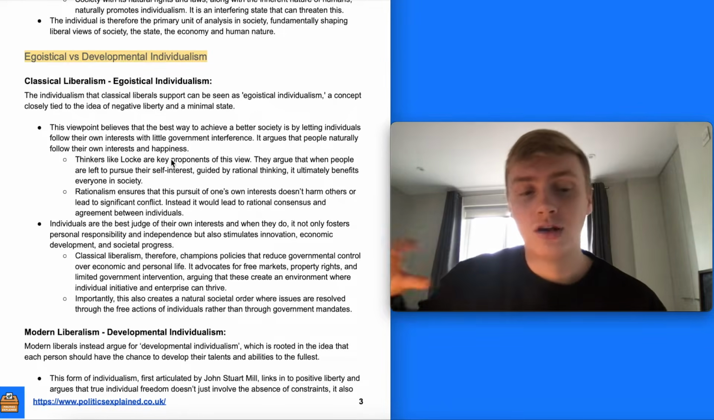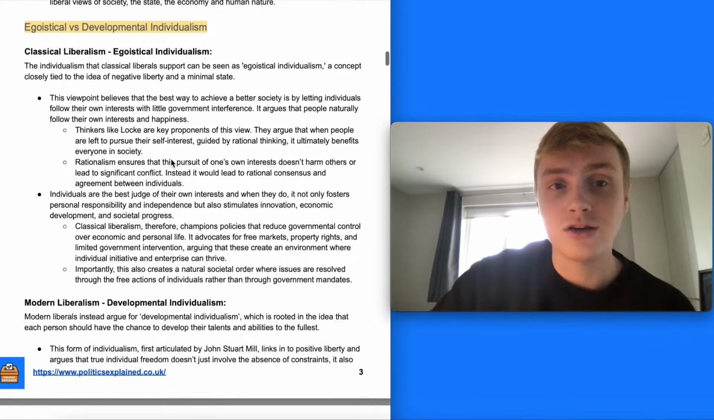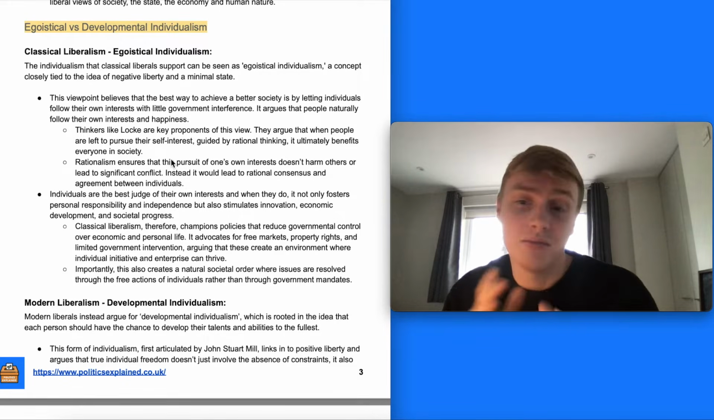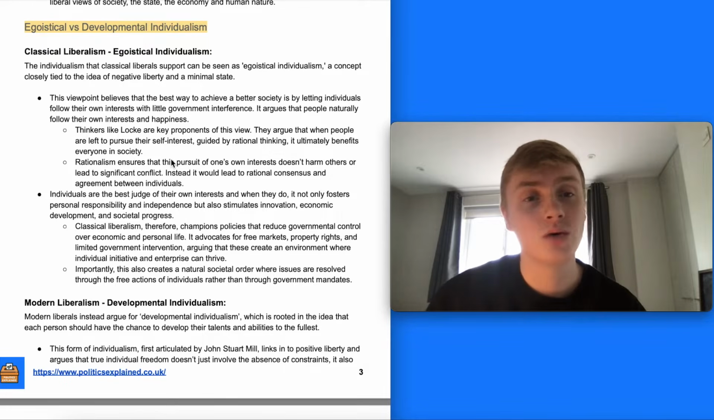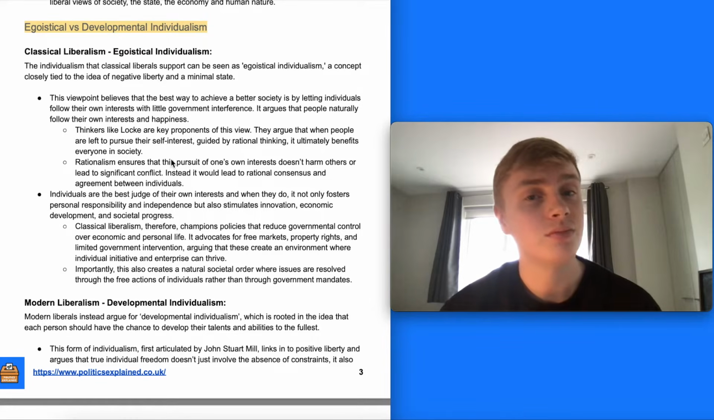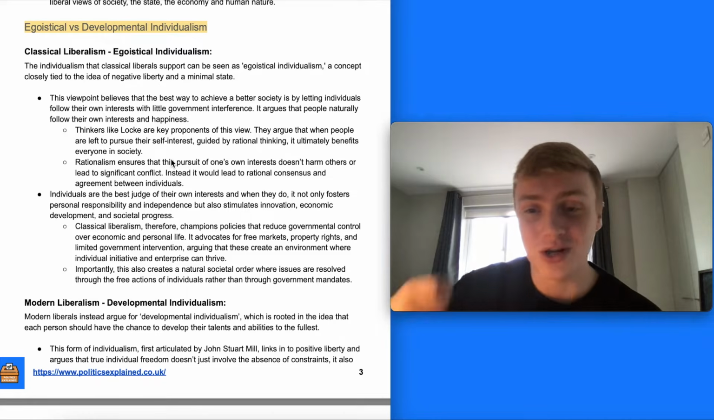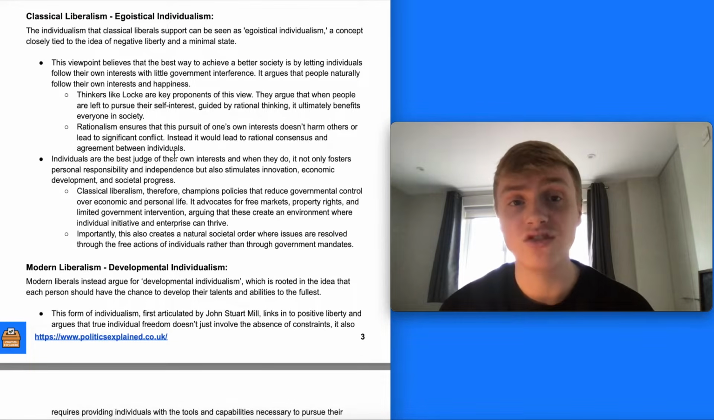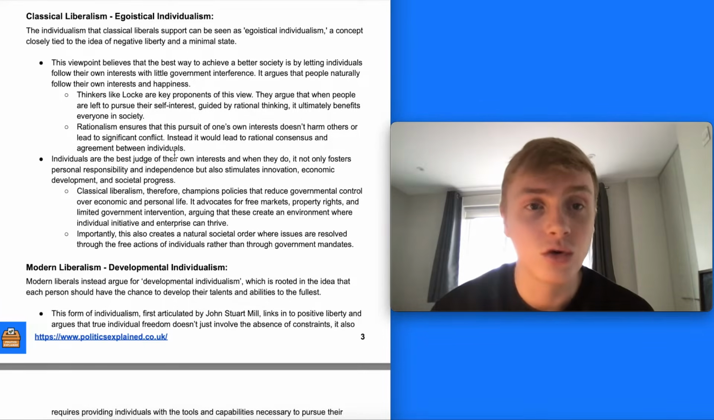What you have in classical and modern liberalism is slightly different interpretations of this individualism. So this is where you can bring in disagreement paragraphs. In particular, though, you can argue that there isn't much disagreement as well. The individualism that classical liberals support can be seen as egoistical or egotistical individualism, a concept closely tied to the idea of negative liberty and a minimal state, both of which we'll look at in more detail later in the video. So this viewpoint believes that the best way to achieve a better society is simply by letting individuals follow their own interests with little government interference.